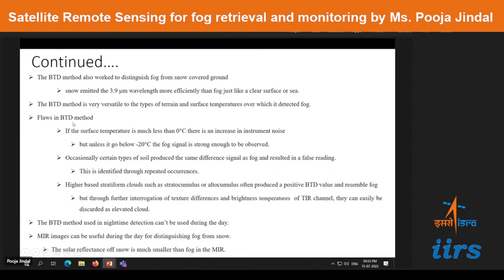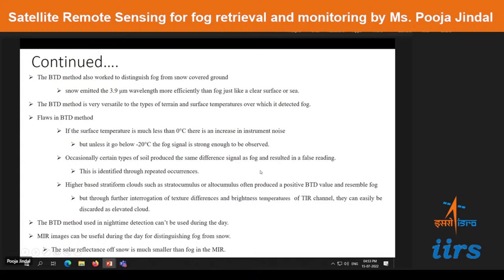Then, coming to some flaws in this method. What are the flaws? If the surface temperature is much less than 0 degrees Celsius, then there is an increase in instrument noise, right? But still, if the temperature does not go below minus 20 degrees Celsius, the fog signal is strong enough to be observed. So until we have a temperature down to minus 20 degrees, we are able to detect it. But yes, the detection will be a little difficult below 0 degrees Celsius. Then the second flaw is that certain types of soil also give a similar difference as that given by fog.